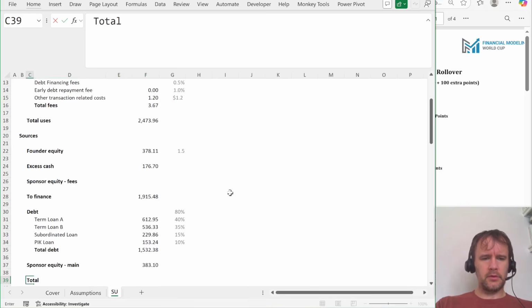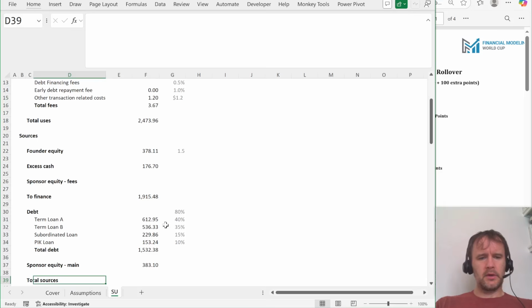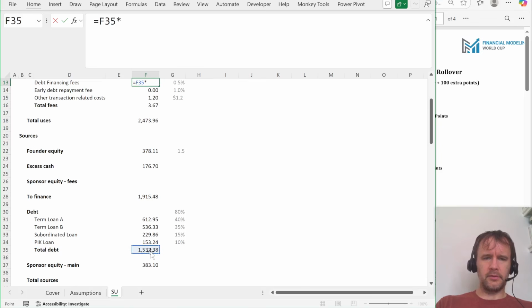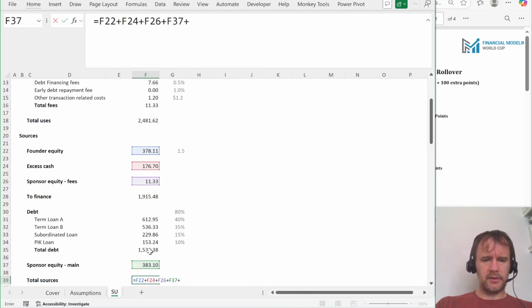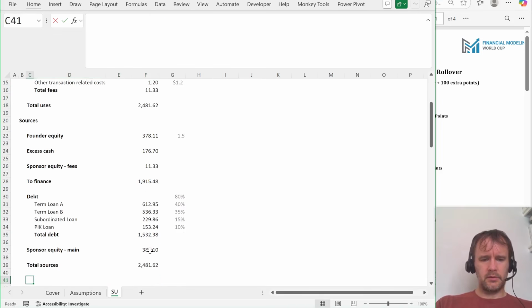So then total sources. And so now that we have the total debt amount, we can calculate the debt financing fees, which is this times this. And then we can add up our total sources, which is, oh, sorry, then we've got to also link that in there. So then our total sources are founder equity plus the excess cash plus sponsor injection for fees plus the main sponsor injection plus the debt. And quick check, but that does look the same. Yes, so I'll say that equals that.